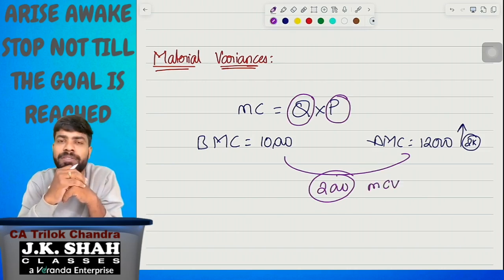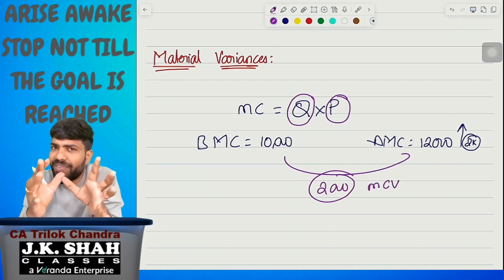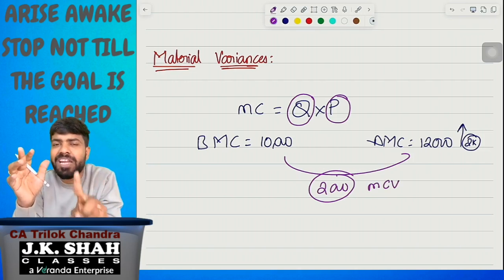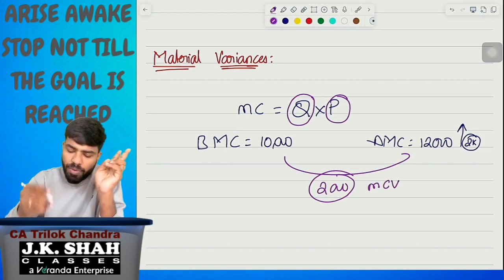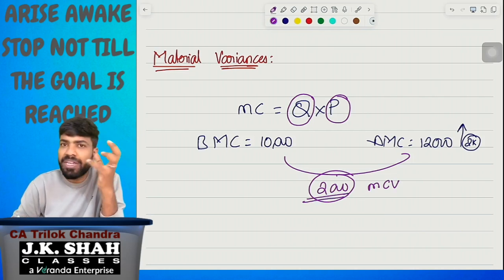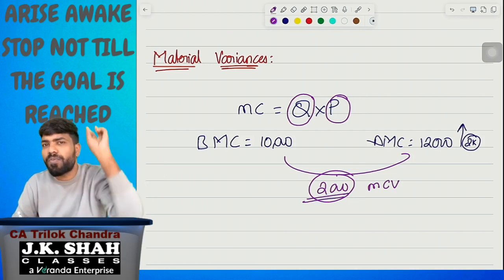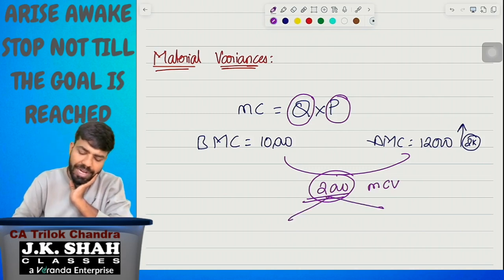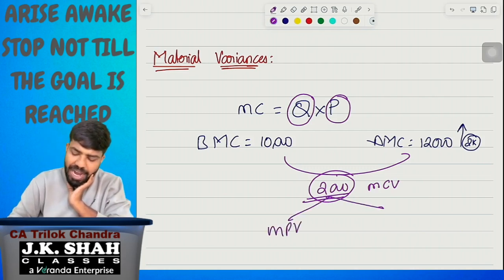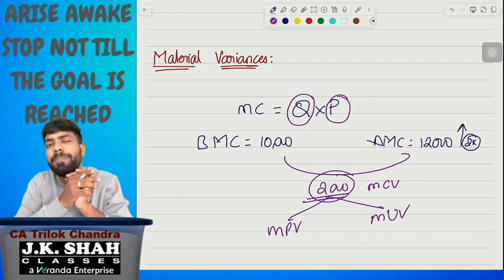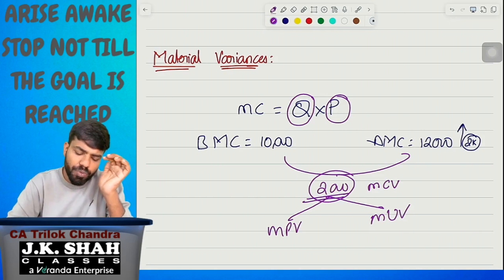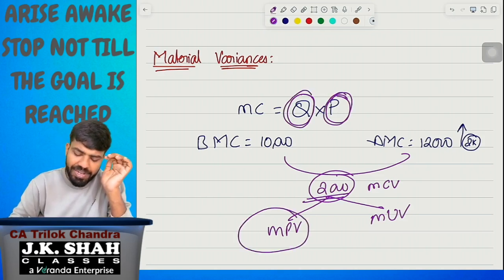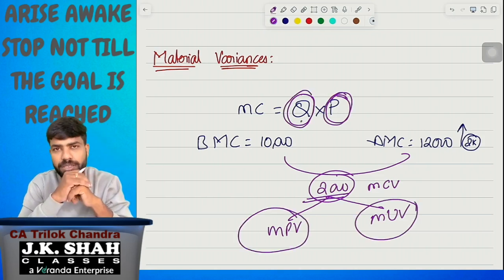This 2,000 rupees of variance may happen because of price or because of quantity. So we need to know how much of this 2,000 is because of quantity and how much is because of price. So this 2,000 will be divided into two categories: material price variance and material usage variance. Price is called material price variance and quantity is called material usage variance. Have you understood till here?